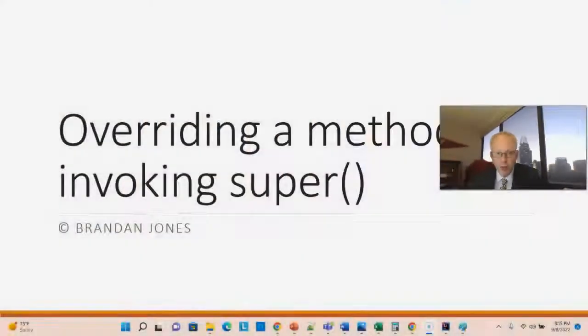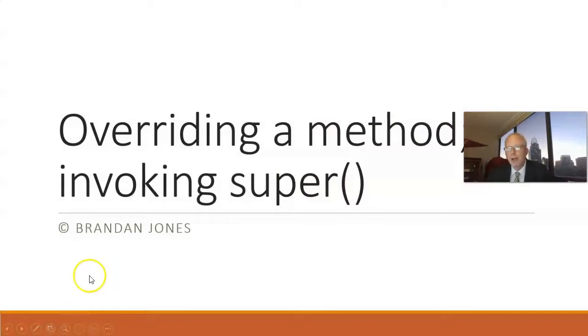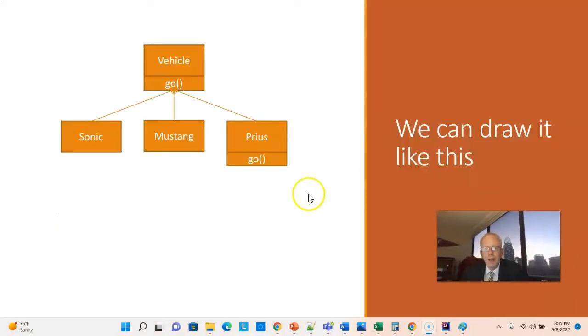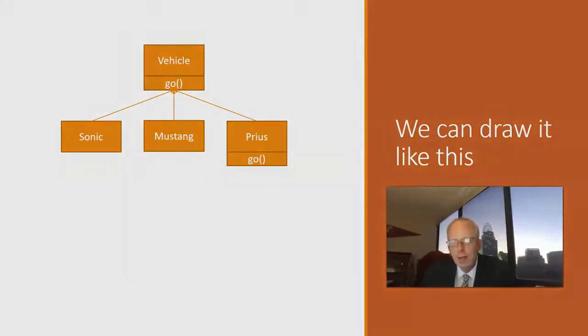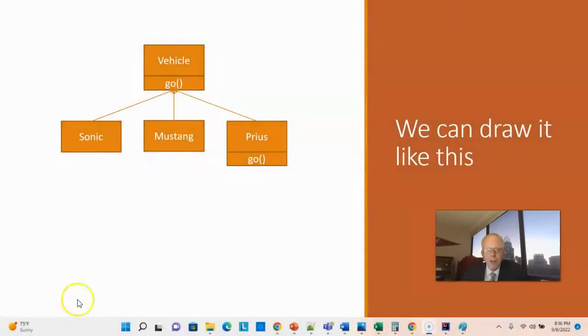In this video, I'm going to perform a hands-on demonstration of what happens when you override a method and then invoke super to get behavior from the superclass method. I have an existing project that already has a vehicle class, a Sonic, a Mustang class, and we're going to make a Prius class here that represents the hybrid behavior that a Prius has, where sometimes it can run on gasoline and sometimes it can run on electricity.